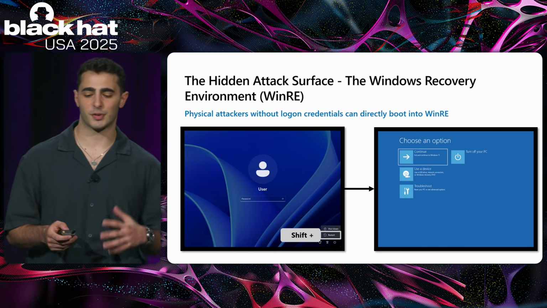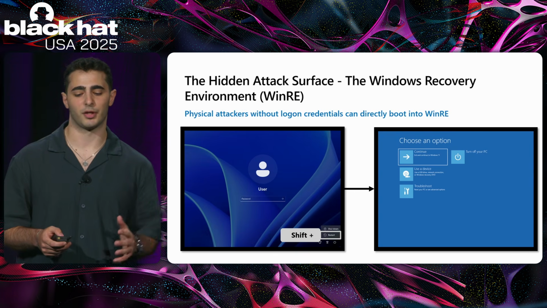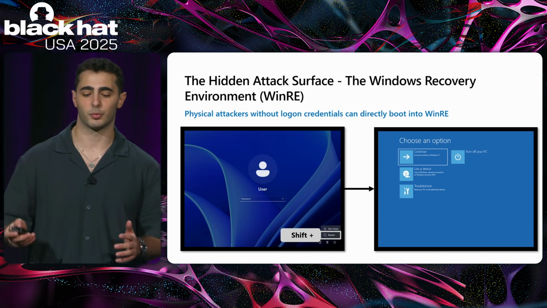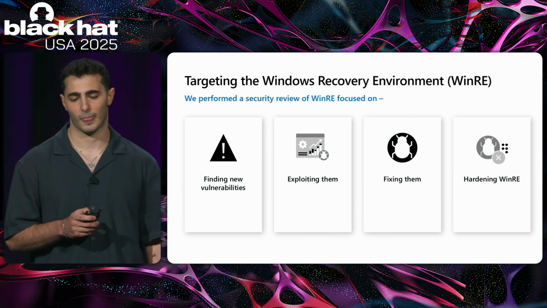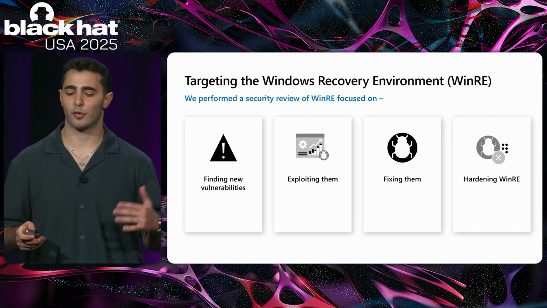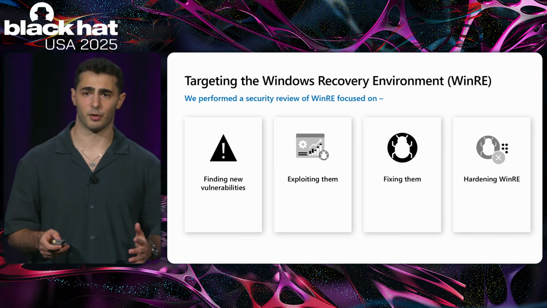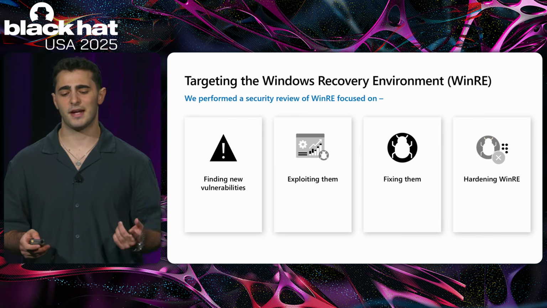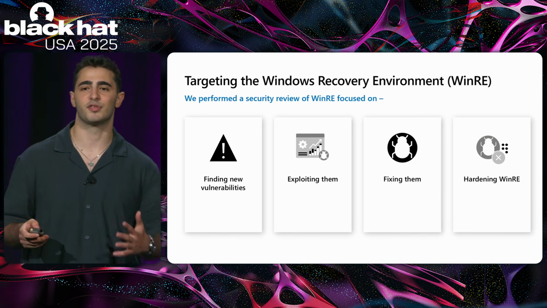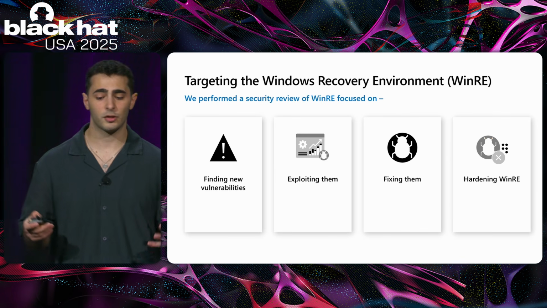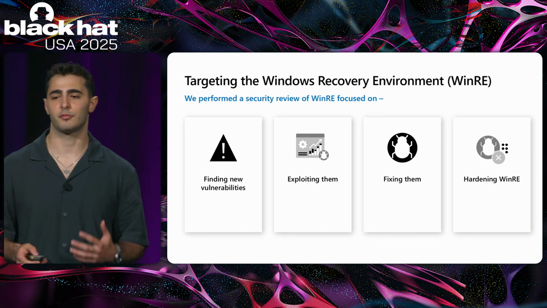This surface is the Windows recovery environment, also known as WinRE. Any BitLocker attacker can directly boot into WinRE by holding the Shift key while selecting Restart from the logon screen, rendering it a potential candidate for deeper inspection. Given WinRE's fit within the BitLocker threat model, the lack of prior research, and its high vulnerability potential, we decided to conduct a security review that is dedicated towards finding new vulnerabilities, exploiting them, fixing them, and then hardening WinRE and reducing its exposed attack surfaces. The end goal of our security review was to make both WinRE and BitLocker more secure and resilient.